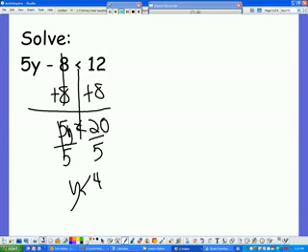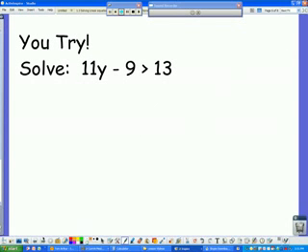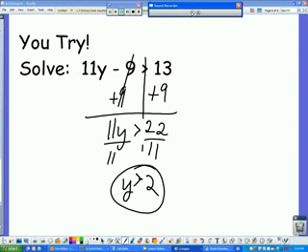Alright, next one. This is a you try, so go ahead and pause the video, and when you're finished, we will reveal your answer. So the answer you should have gotten was y is greater than 2. Add 9 to both sides and then divide by 11.